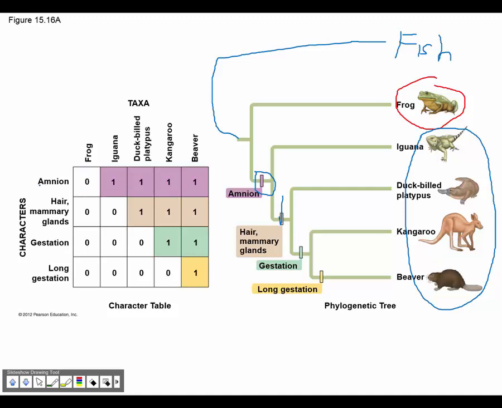of the character. So amnion, frog doesn't have it, doesn't have hair, doesn't have gestation, doesn't have long gestation, right? So zeros all the way through. The iguana has amnion, but doesn't have any of the other traits. So it's 1 or 0. Duck-billed platypus, amnion and hair, mammary glands. Kangaroo, hair, mammary glands, gestation. Beaver has all of these traits, right?